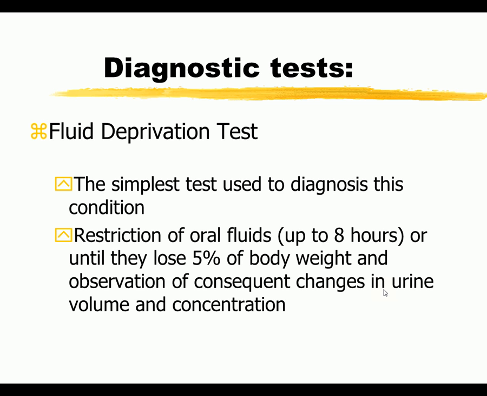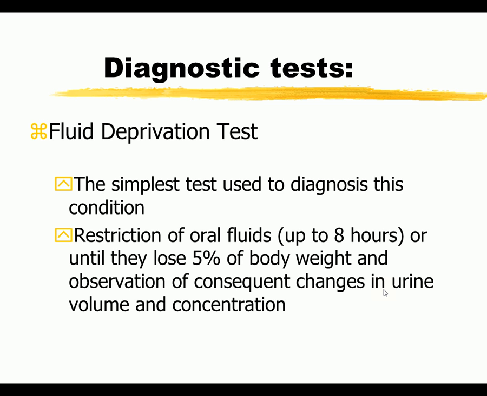What happens? They have a restriction of oral fluids for up to 8 hours or until they lose 5% of their body weight. And observation of frequent changes in urine volume, concentration, and weight has to take place during this time because this can be a very dangerous test. In diabetes insipidus, restriction of oral intake is not going to have any effect on urine output. But it increases the dehydration because now I'm not even drinking any. They just keep pouring it out, but now I'm not even trying to drink.